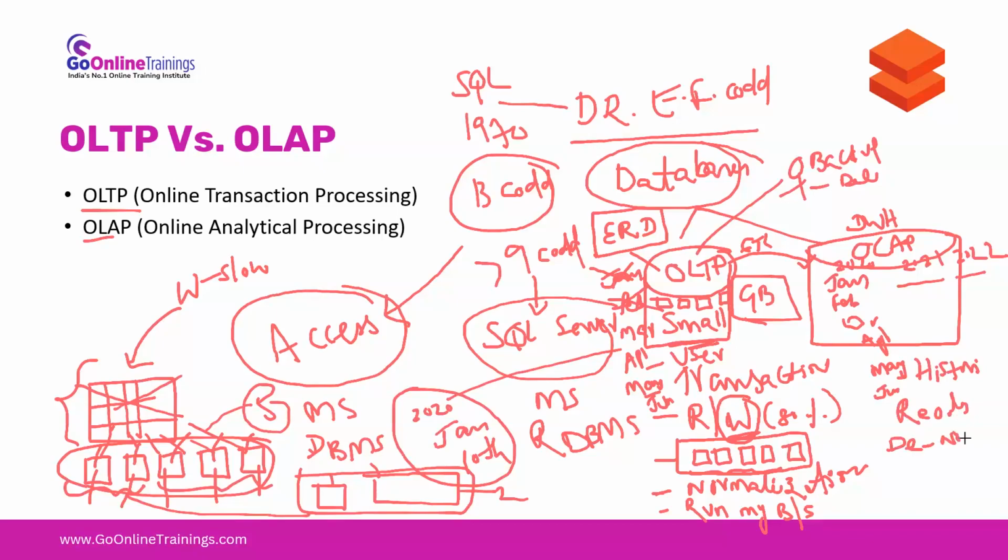What is denormalization? Normalization means splitting the data into multiple tables. Combining these tables' data and creating fewer tables here is what is called denormalization.